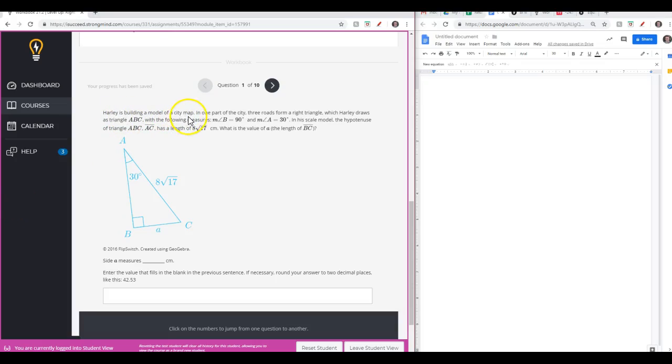Alright, Harley is building a model of a city map. In one part of the city, 3 roads form a right triangle, which Harley draws as triangle ABC. With the following measures, measure of angle B is equal to 90 degrees, and measure of angle A is equal to 30 degrees. In his scale model, the hypotenuse of the triangle ABC, segment AC, has a length of 8 square roots of 17 centimeters. What is the value of A, the length of segment BC?